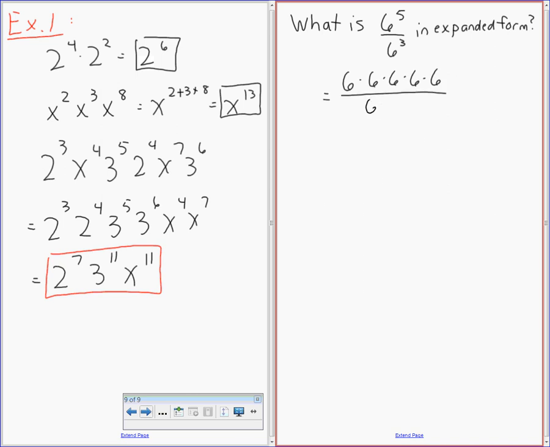Yes, you subtract the exponents, okay? But this is why you subtract the exponents. When you're dividing things, you just cancel them out, okay? So I have 5 6's on the top, 3 on the bottom. This 6 will cancel with this 6, will cancel with this 6, will cancel with this 6, and you're left with 2 6's. So there, that's my division law.